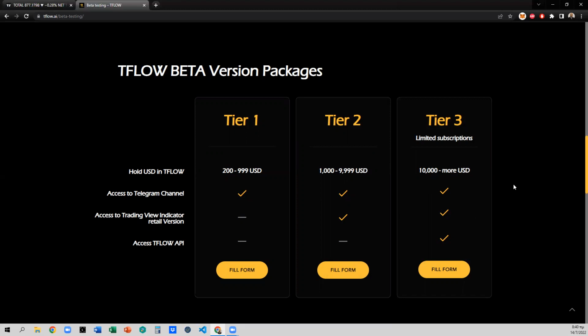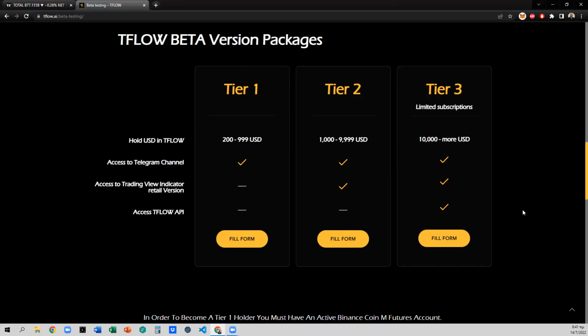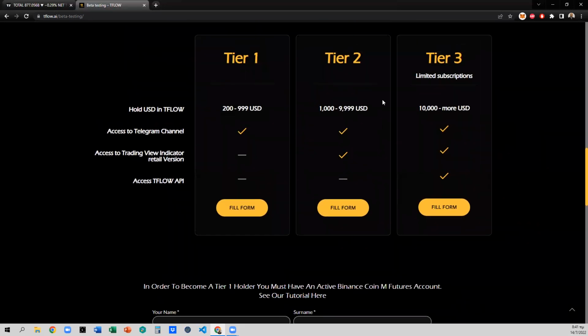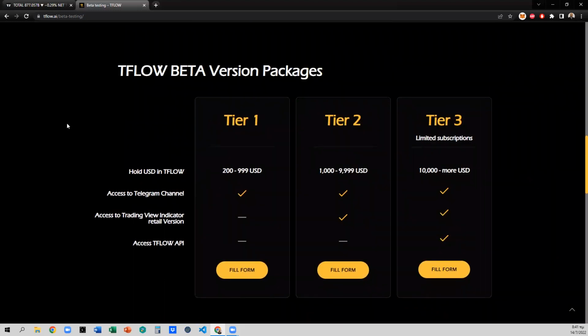And if you go to tier 3, where the limit is 10,000 USD in TFLOW tokens, then you get access directly to our platform, which means that you share with us your API keys and we directly connect your exchange with our algorithm, and we agree on the trading strategy that you want to implement in your exchange. In order to do that, you have to just fill in this form with all the details and let us know which level you belong to, so we can then add you to the indicator.